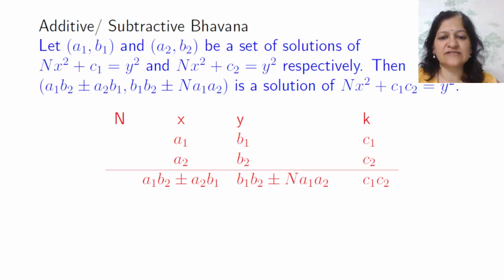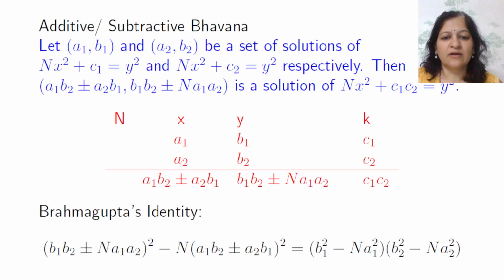So if we write this in the vertical form, then it is easy to remember. So a1 b2 means cross product plus a2 b1. If we take plus, then it is additive Bhavana. If we take minus, then it is subtractive Bhavana. So from solutions of two equations, we get the solution of the third equation. This additive or subtractive Bhavana is also known as Brahmagupta's identity.